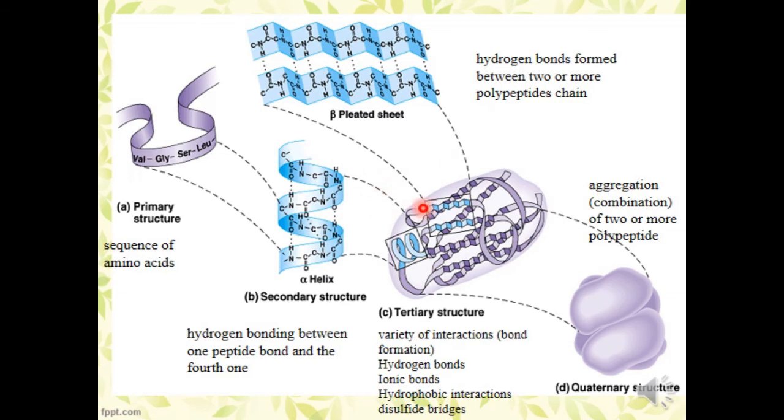So this is the summary. We have the primary structure here. This is the alpha helix of secondary structure, and this is the beta pleated sheet of the secondary structure. Both the secondary and primary structure will form tertiary structure, and more than one unit of tertiary structure will form quaternary structure. So that concludes the first part of protein.